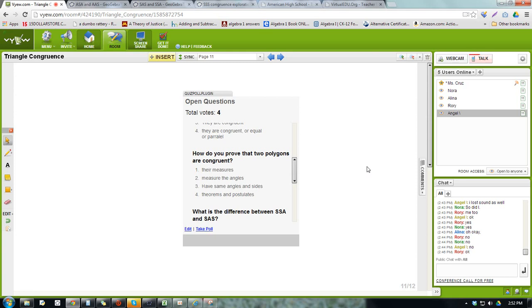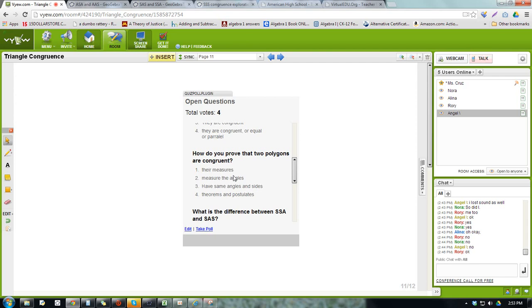So if we can prove that the angles are congruent and the sides are congruent, that means that the 2 polygons are congruent. Then we have the same angles and sides. I think that's a very good answer. So that's basically what we're doing. We can use different words to say the same thing. Theorems and postulates: this is true, but kind of like the first answer, it's not specific enough. What theorems, what postulates, how does it prove it? But overall, very good. We're all going to the same place here.